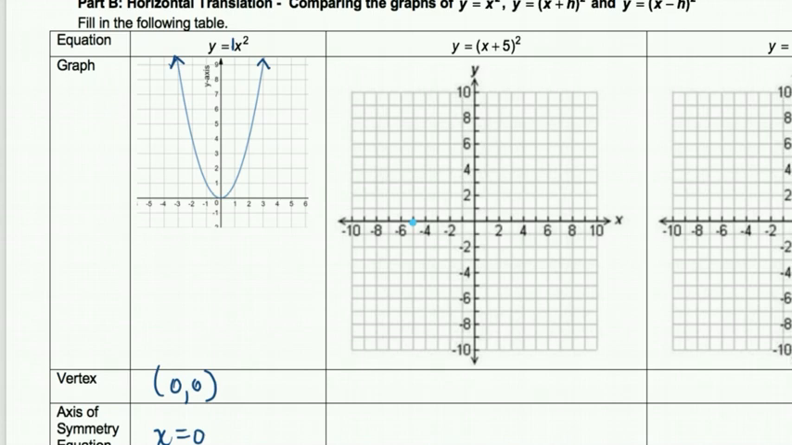There it is. There's the vertex. Okay, so then use our step pattern trick. From that point, over 1, up 1. Over 1, up 3. Over 1, up 5. Okay, and then on the other side as well, over 1, up 1. Over 1, up 3. Over 1, up 5. And then connect it up.